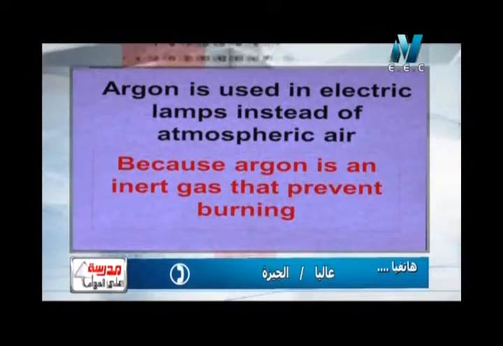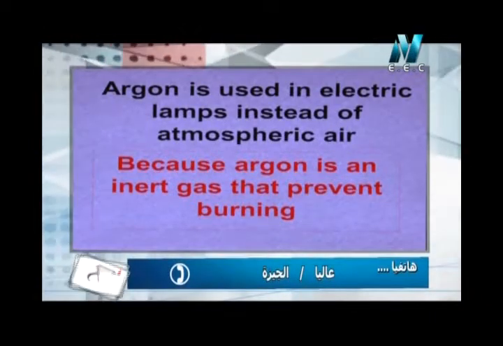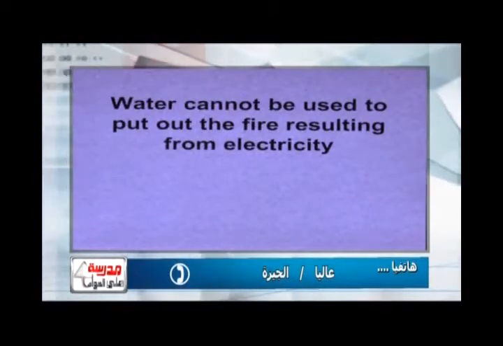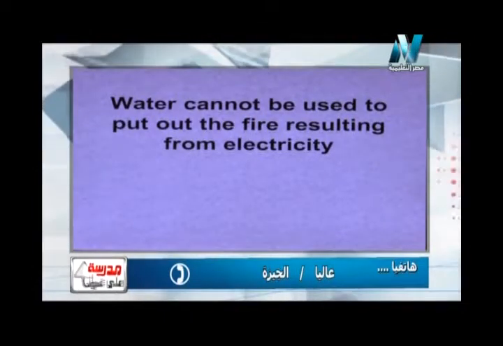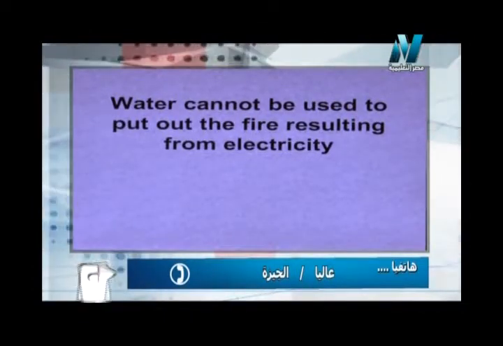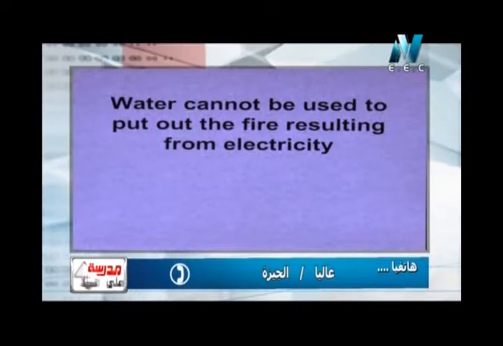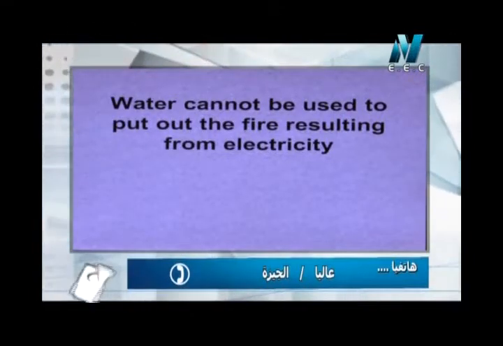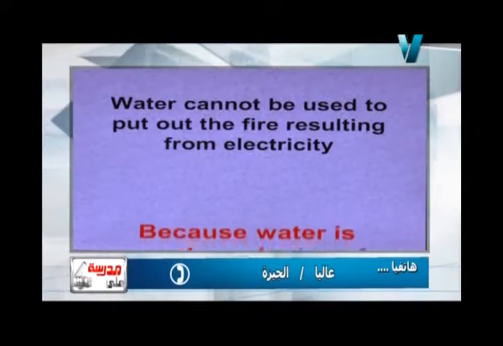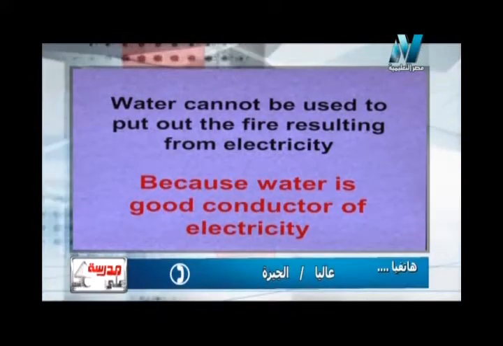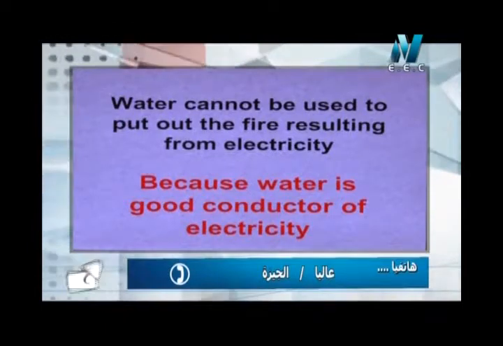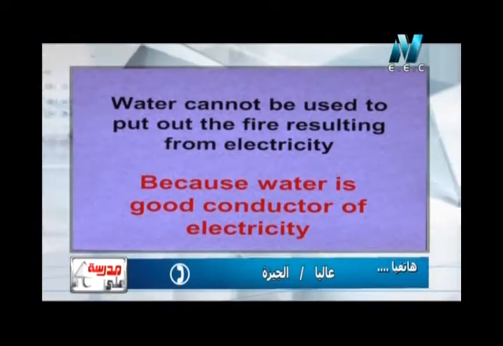Another question for you, Alia, but it's the last question for you, okay? The question says that water cannot be used to put out or extinguish the fires resulting from electricity. Because water is a good conductor of electricity, so the fires increase. Because water is a good conductor of electricity that may cause an increase in the electric fire.